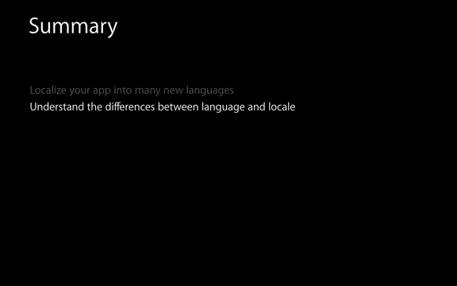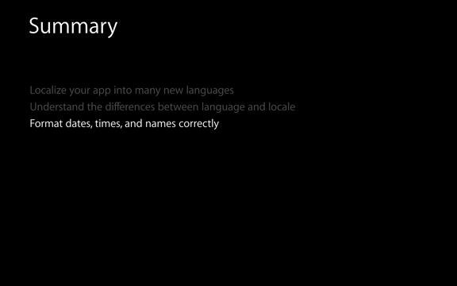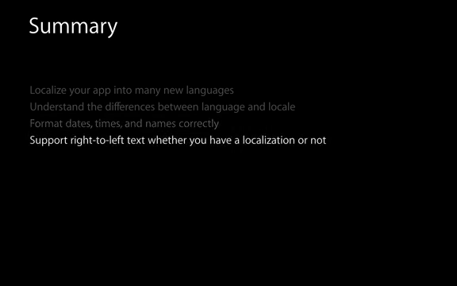Secondly, understand the differences between language and locale, and when to use them and when you don't need to use them. Of course, format dates, times, and names correctly. As you saw, it's really easy to do. And note that there are a lot of right-to-left users on both iOS and OS X. In fact, it's one of the most popular languages for input on iOS and OS X. So regardless of whether you localize into Arabic or Hebrew or another right-to-left language or not, make sure that you're not breaking text input for these users.